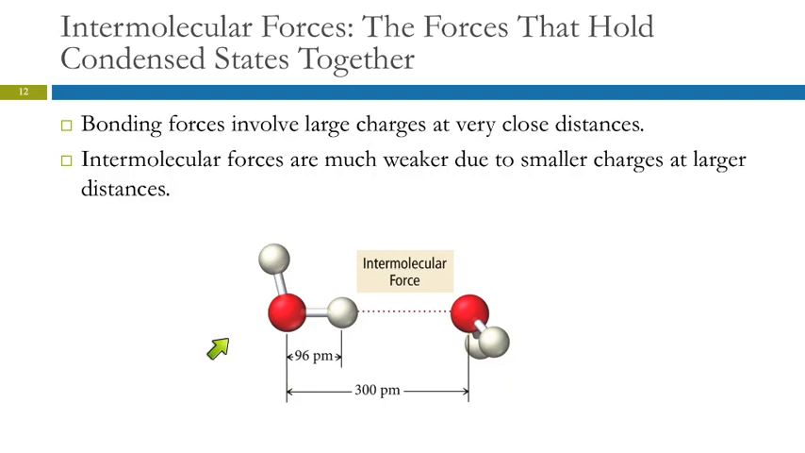So in this illustration, we have 2 water molecules. And this covalent bond between oxygen and hydrogen, the distance here is 96 picometers. That's smaller than the distance between these neighboring molecules, which is 300 picometers. Okay, so this is a little over 3 times the distance, and so the force of attraction there cannot be as large. Does that make sense?